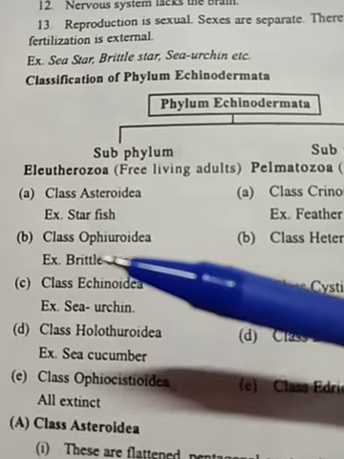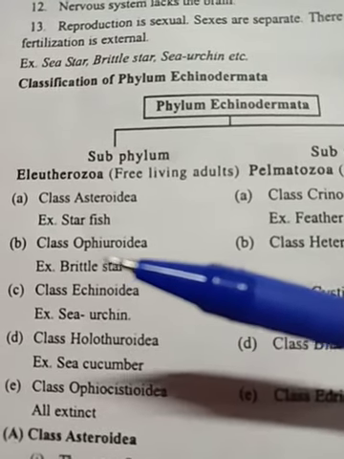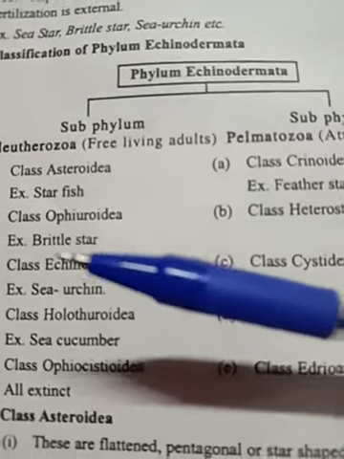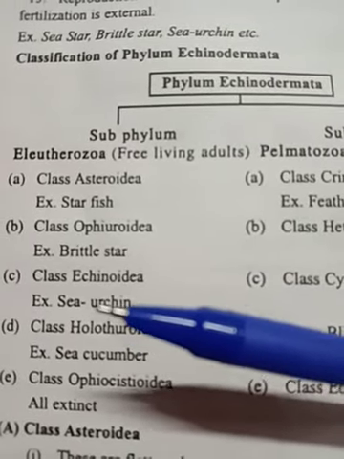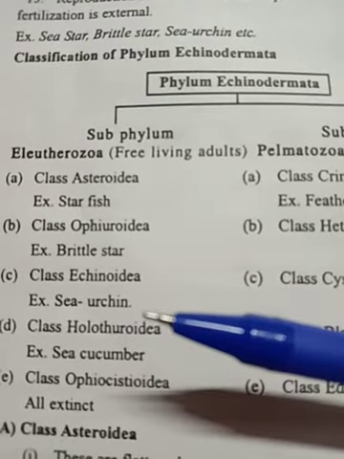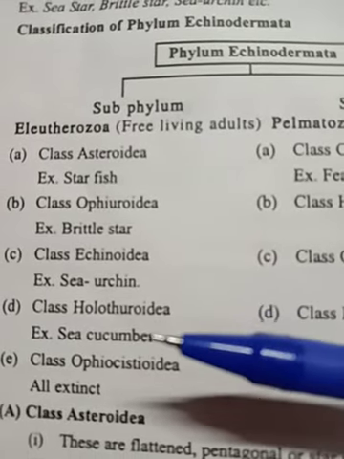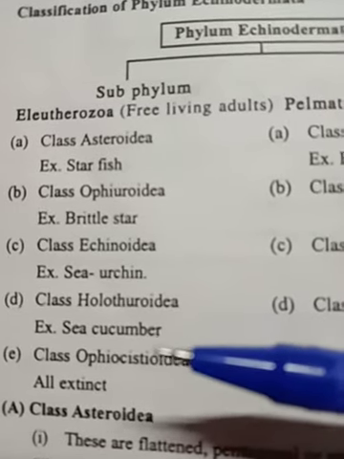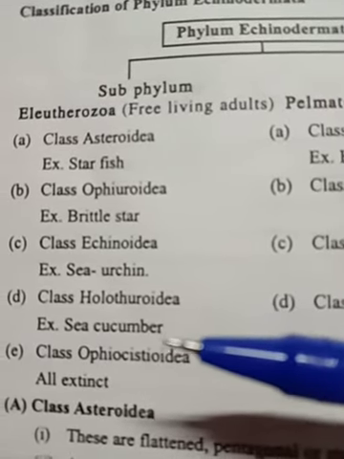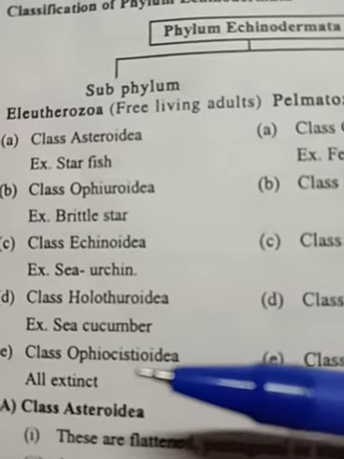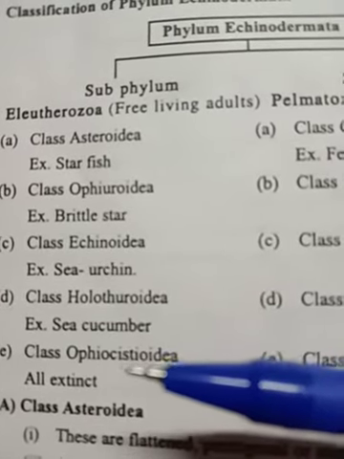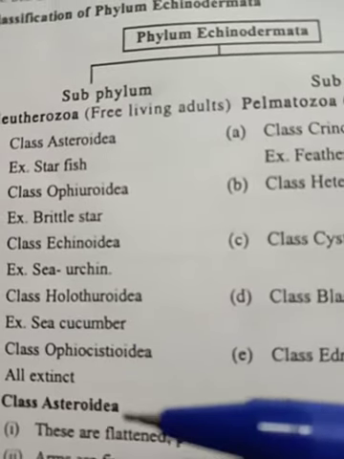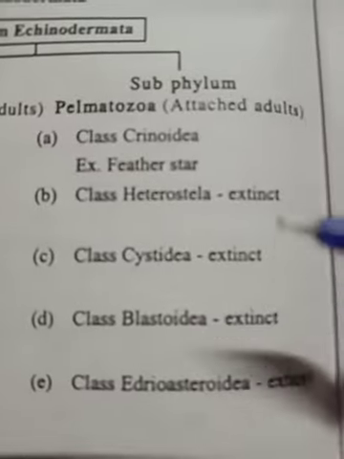First one is the class Asteroidea, example starfish. Then the second class, Ophiuroidea, example brittle star. Then class Echinoidea, example sea urchin. Then class Holothuroidea, example sea cucumber, and class Ophiocystoidea. The animals which belong to this class are all extinct animals.